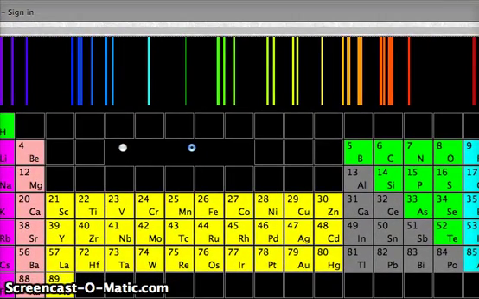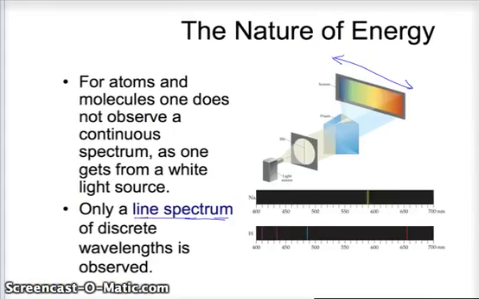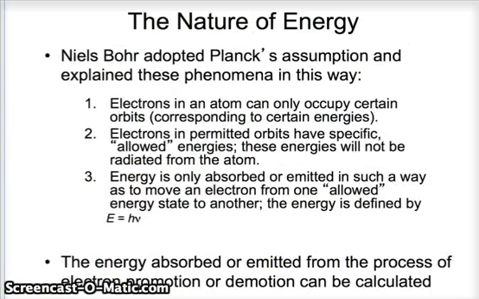You kind of get the idea. Now, the reason we care about this again is since this is unique, how do we explain it? How do we explain that every single element has a unique line spectrum? Well, that's what Bohr did.